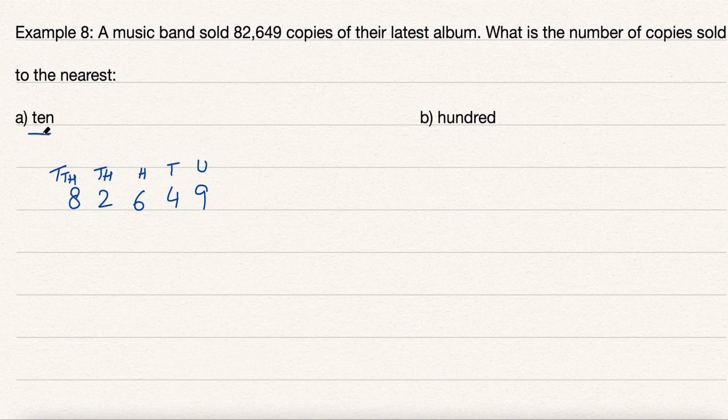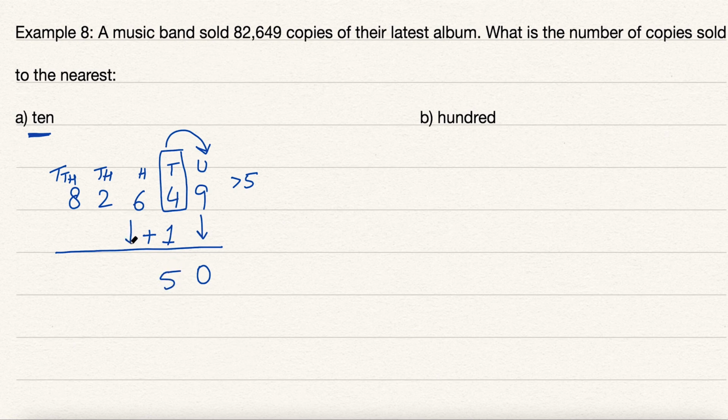Here you need to find out the number of copies sold to the nearest 10. So your focus will be on the 10th digit, that is the number 4. Now check if the digit to the right is greater than 5, less than 5 or equal to 5. 9 is greater than 5. Okay, so we will add 1 to the 10th digit. Now you will replace the digit to the right with 0. Add 1 to the 10th digit. 4 plus 1 is 5. 6 will be copied as it is. 2 will be copied as it is. And 8 will be copied as it is.